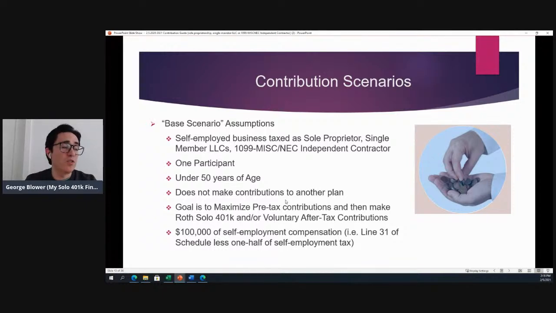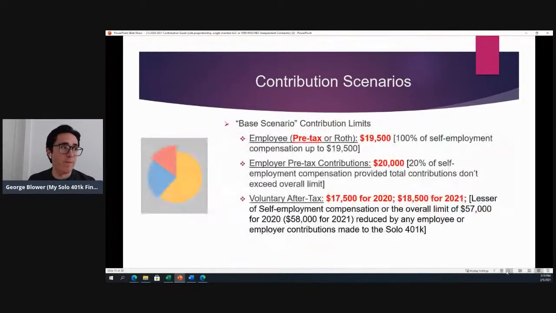It's just one participant in the plan, under 50 years of age, who does not make contributions to another 401k plan or another plan like a 401k at a day job. The goal is to first maximize the pre-tax contributions and reduce the taxable income, and then make any additional contributions as Roth or voluntary after-tax contributions. And then finally, $100,000 of self-employment compensation. Remember, again, that's that pre-calculation: Line 31 of Schedule C, less 1/2 of the self-employment tax.